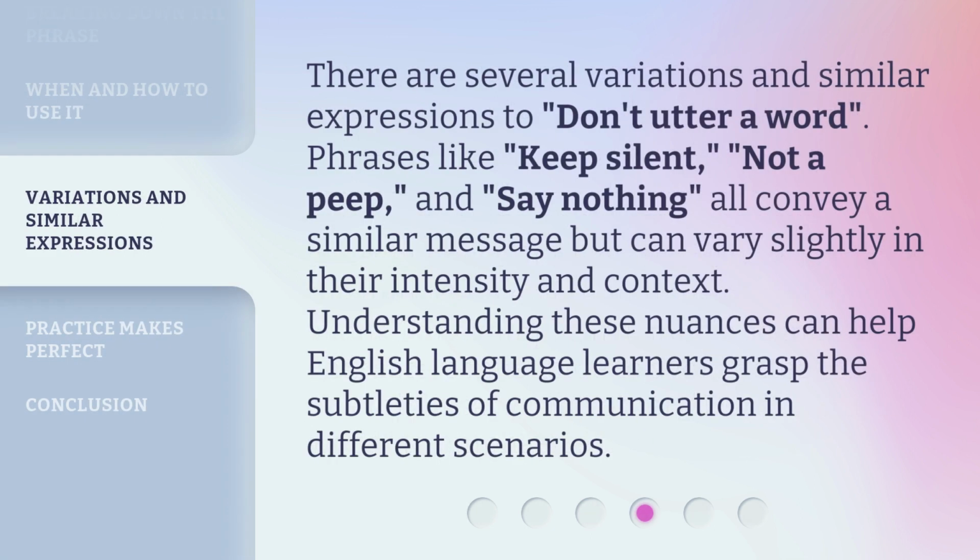There are several variations and similar expressions to don't utter a word. Phrases like keep silent, not a peep, and say nothing all convey a similar message but can vary slightly in their intensity and context. Understanding these nuances can help English language learners grasp the subtleties of communication in different scenarios.